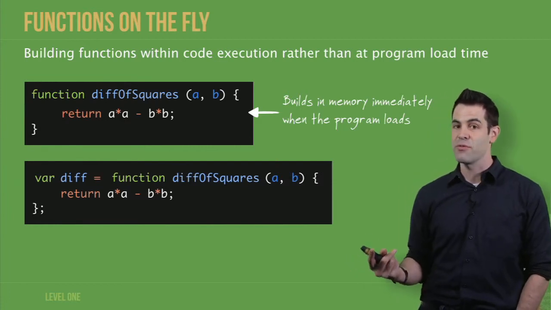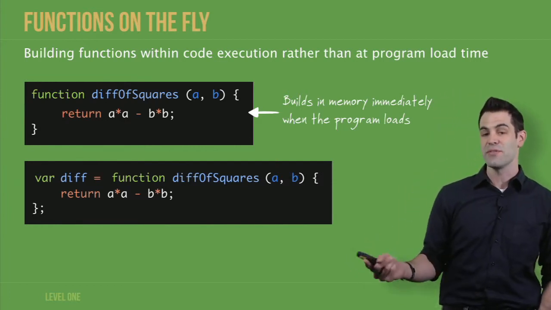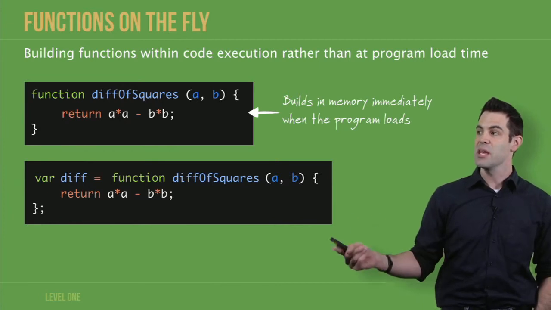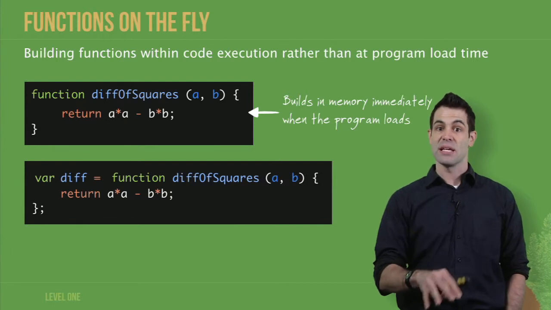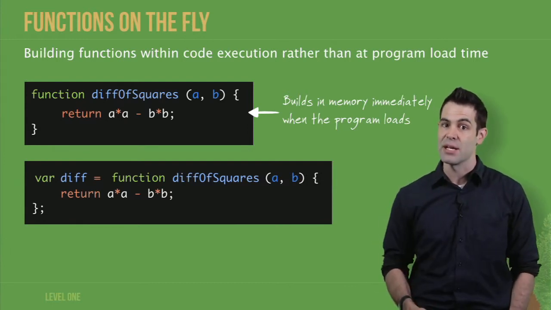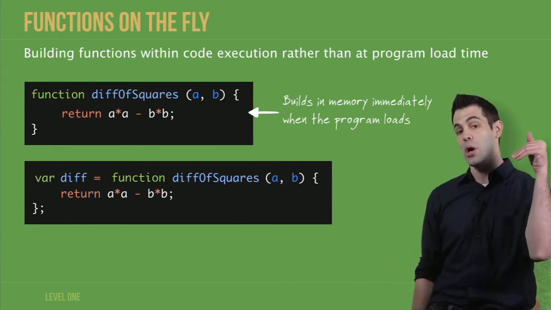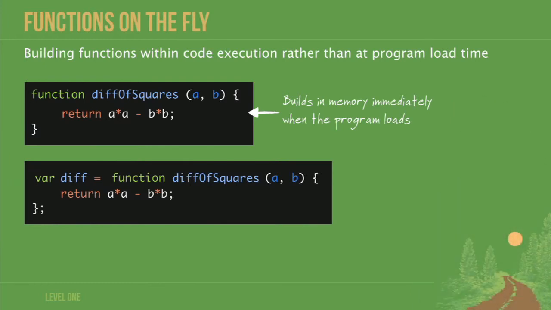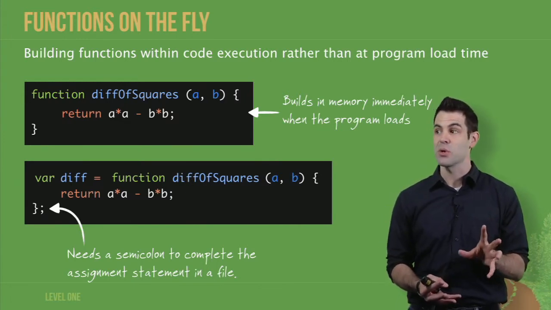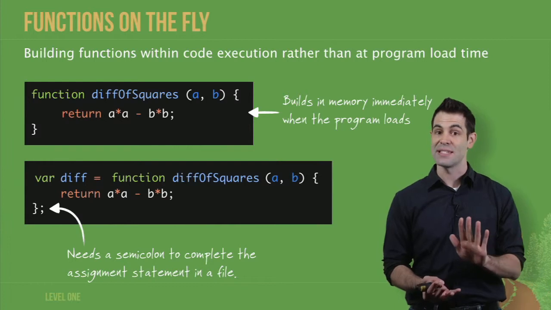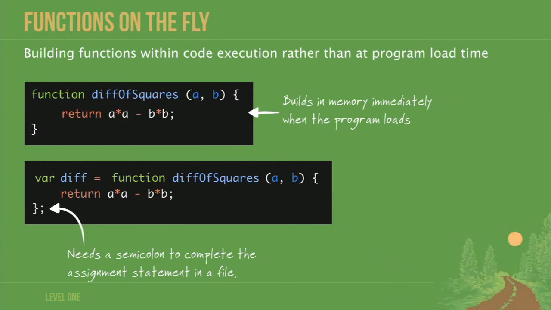So take a look, you can see the function keyword, then you can see the diffOfSquares function name and the inputs all in the same place, and then the very same function body that does the same stuff that we had in our declared function. Again, this loads only when your program reaches that line of code. Another thing you should take note of is that since this is now an assignment statement, meaning we're taking this entire function and assigning it to the variable diff, we need a semicolon on the end of our final bracket of our function body.